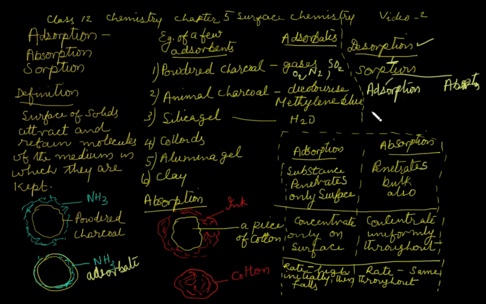We can cite an example: powdered charcoal kept in contact with water. Over this, ammonia is passed. Charcoal is in contact with water. It is also in contact with ammonia. What happens here? Charcoal adsorbs ammonia but absorbs water. So this is the difference. This is a case of sorption.